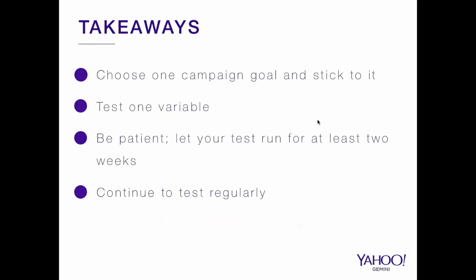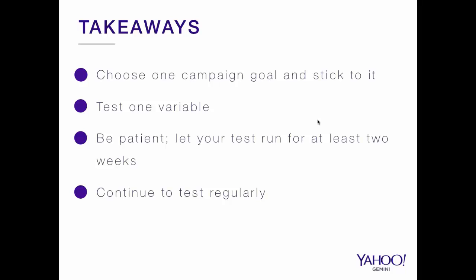So just some quick takeaways other than the 7-point checklist. Choose one campaign goal and stick to it from beginning to end, and don't lose sight of it when you're measuring results, no matter how good the results may seem in another metric. Then test the one variable, as we mentioned, one variable only.